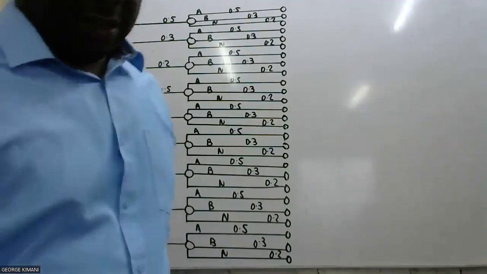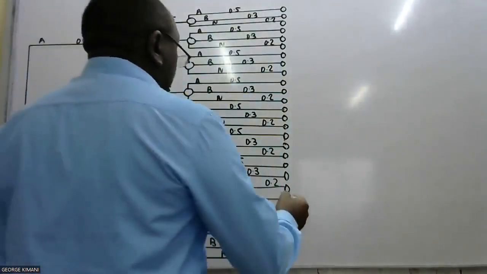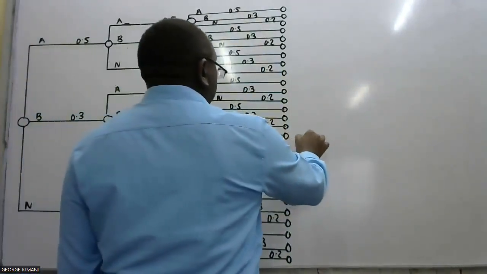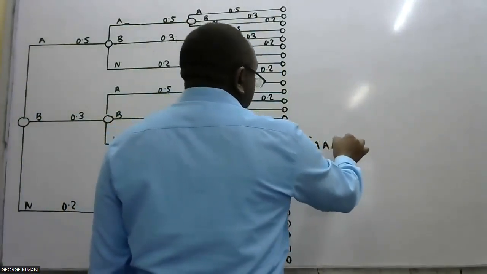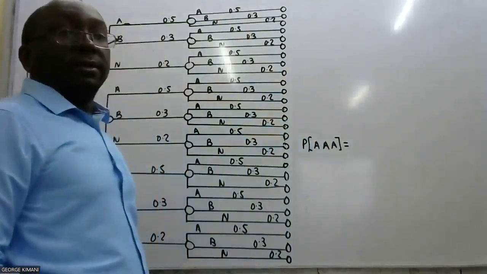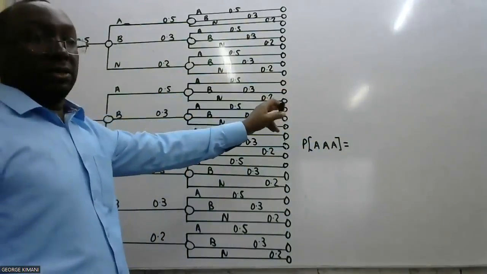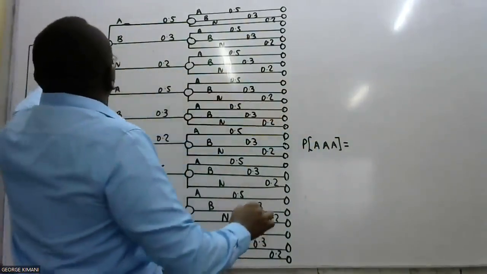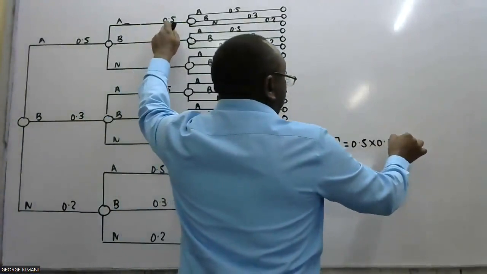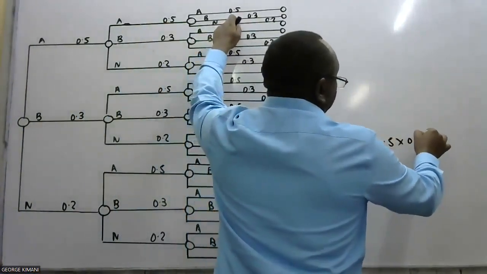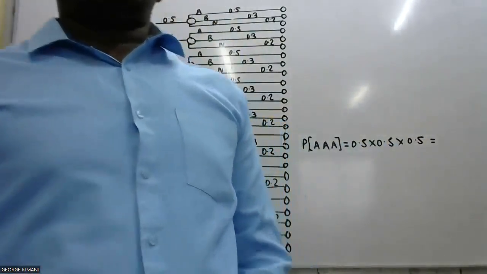We are finished, eh? So now if you are asked the probability that A will obtain all the three, it is A getting first, A gets the second, and A gets the third. So you follow, we said when you are going along the tree, that is intersection. So they become multiplications. So A is 0.5, getting A here, 0.5, and getting A here, 0.5. That's one.